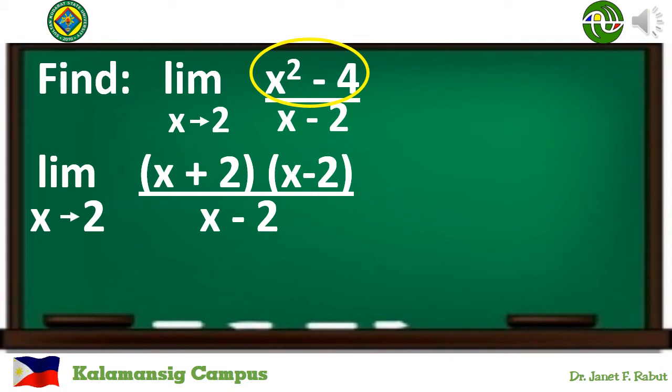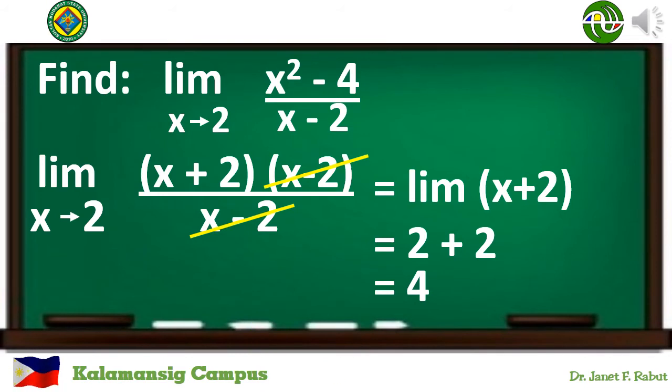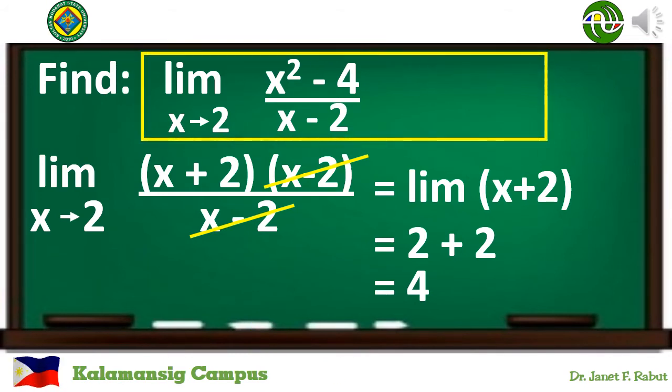Now, we can see a common factor, which is x minus 2, in the numerator and denominator, meaning we can cancel the common factor and we have only x plus 2 left. To finish this, we will apply the substitution technique. We will plug 2 in for x and now we get 4. Therefore, the limit of x squared minus 4 over x minus 2 as x approaches 2 is 4.